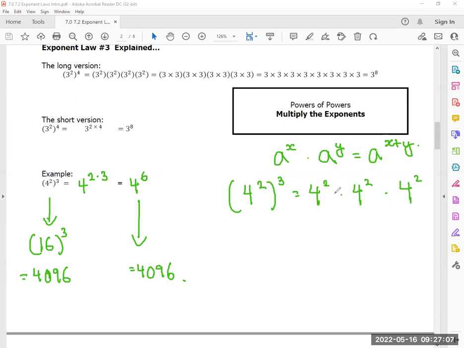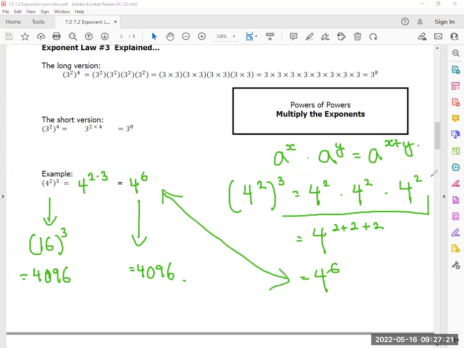What happens to the exponents? So this is 2 plus 2 plus 2. What does that equal? 4 to the power of 6. Do you see it? So do you want to write it out like this? You could. You absolutely can if you want to. If you don't want to, then remember that having a power of a power, you have to multiply them.